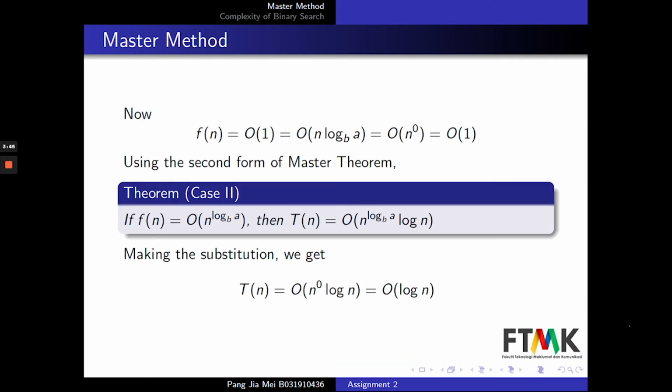Next, we compare the running time executed inside and outside the recursion. The runtime of the work done outside the recursion is O(1), while the runtime of the work done inside the recursion, given by this formula, in the end we will get O(1). So, as the work outside and inside the recursion has the same runtime, we are using the second form of the master theorem. Making the substitution, we will get the runtime of binary search is log n.